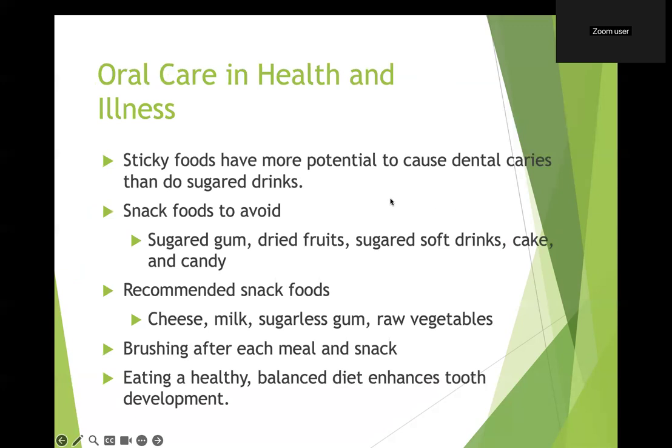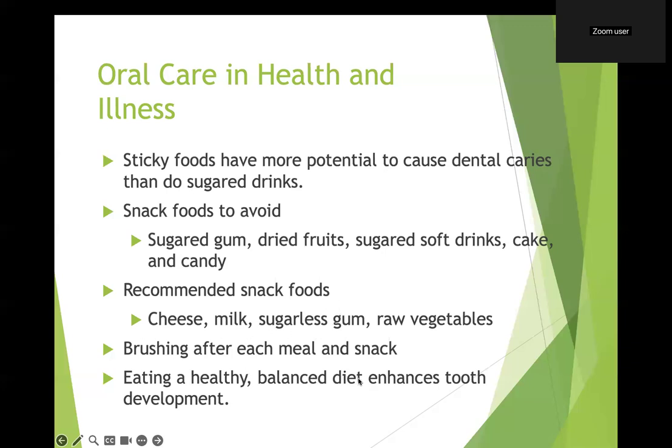So, oral care continued. Sticky foods have more potential to cause dental caries than sugar drinks do. Snack foods to avoid: sugared gum, dried foods, sugared soft drinks, cake and candy. I think we all know that. Recommended snack foods: cheese, milk, maybe sugarless gum, raw vegetables, things with protein.